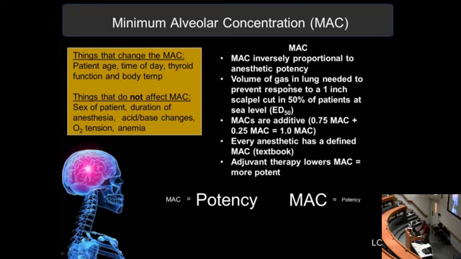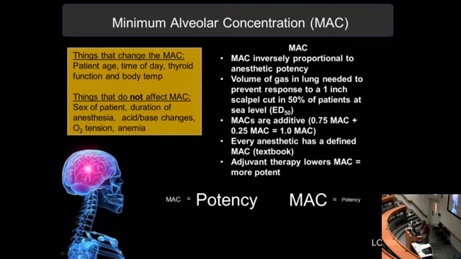The volume of gas in the lung, and so this is how it's been numerically described. It's the volume of gas in the lung that's needed to prevent the response to a 1-inch scalpel cut in half the patients at sea level. So obviously altitude plays an important role.